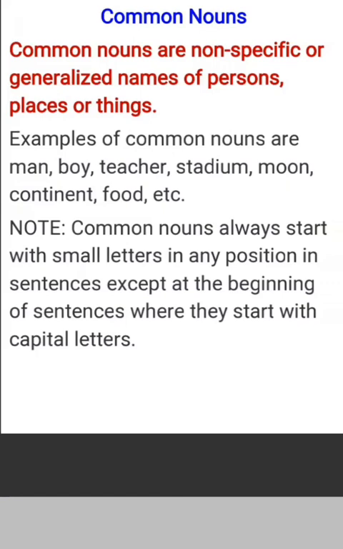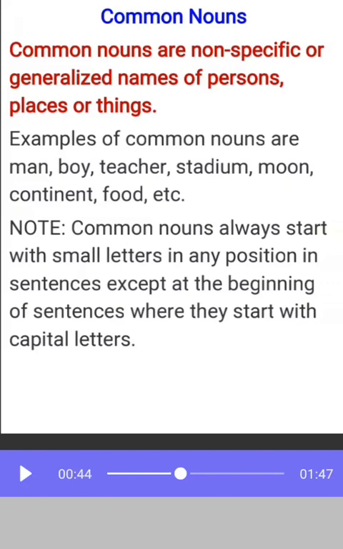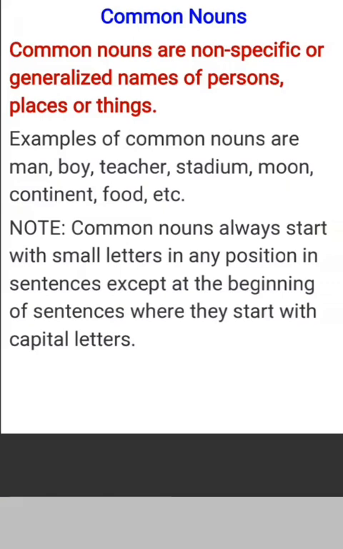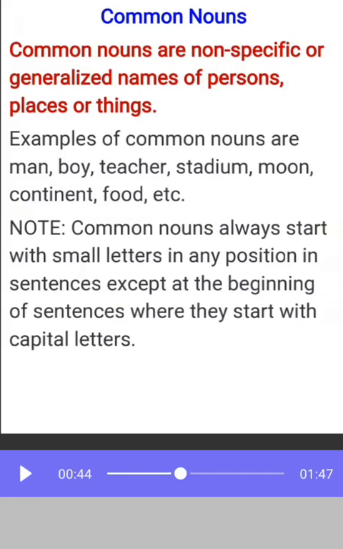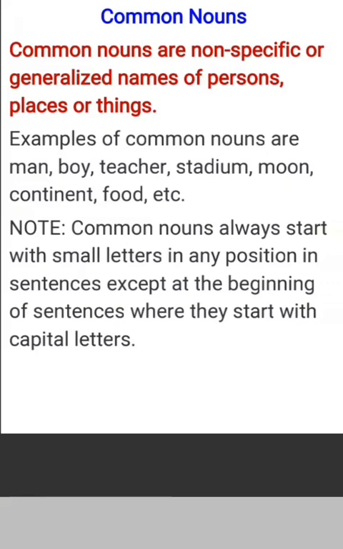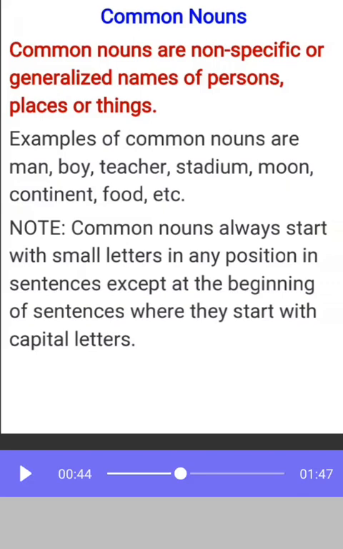Yes. Then the word continent is not specific. But when you say Africa, as a continent, it is specific. But continent as a word is not specific. Food is also non-specific. And so man, boy, teacher, stadium, moon, continent, woman, then car, vehicle, book, calculator, board, wardrobe, fan, house, building, they are all common nouns because they are not specific.